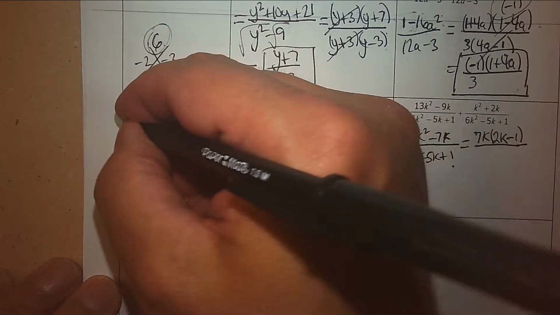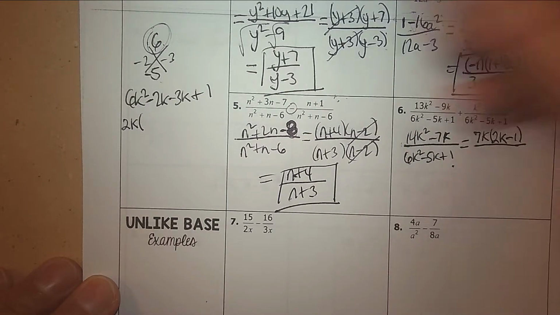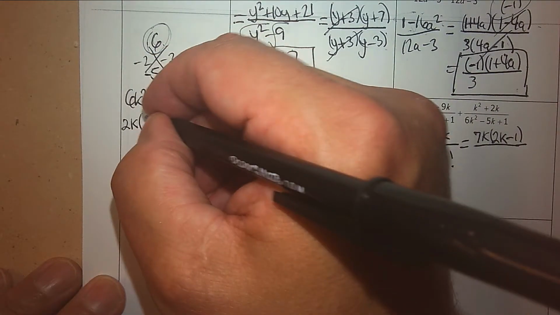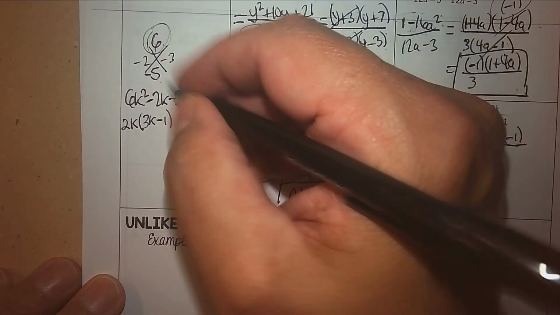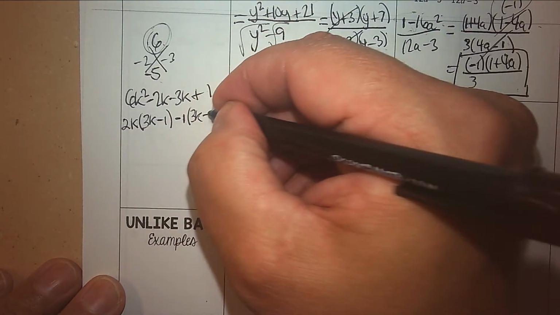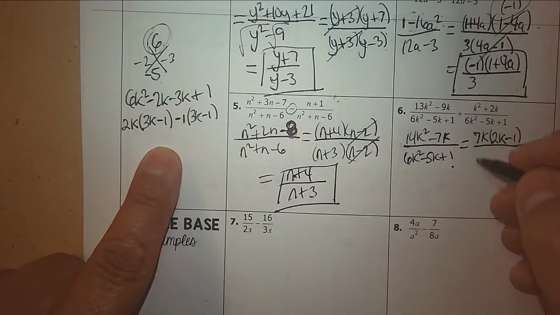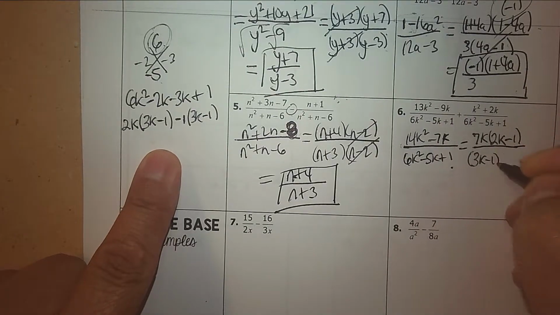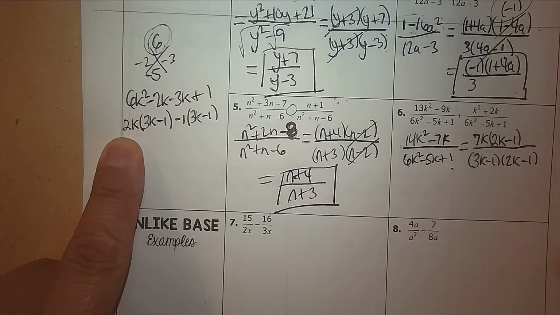So again, I'm going to factor out the first two terms only. What do they have in common? 2k, divide. And I'm left with 3k subtract 1. The next two, they have a negative 1 in common. Divide, and you have 3k subtract 1. Now, I'm just going to go back to the question. So I have 3k subtract 1, and what's left over is 2k subtract 1.